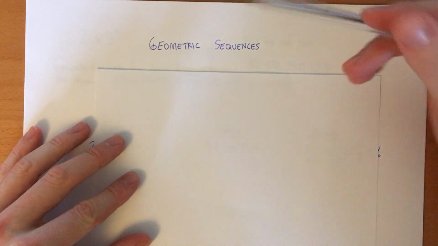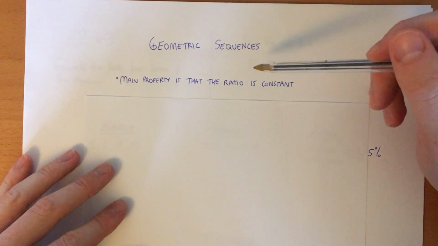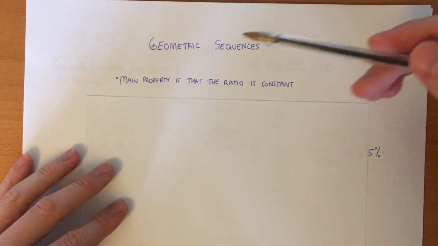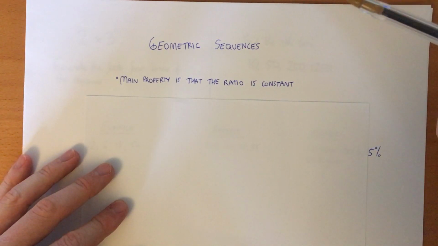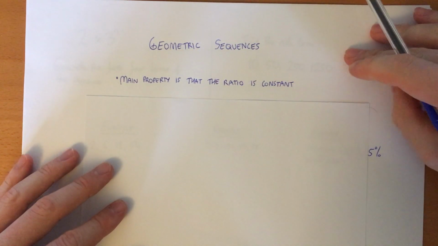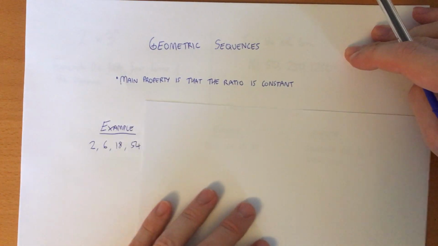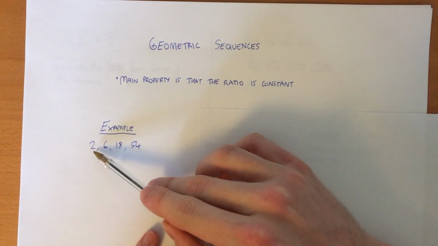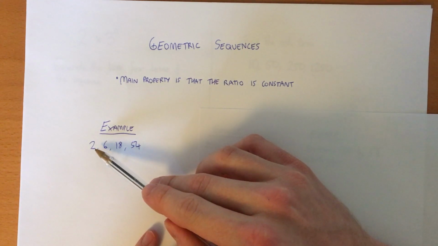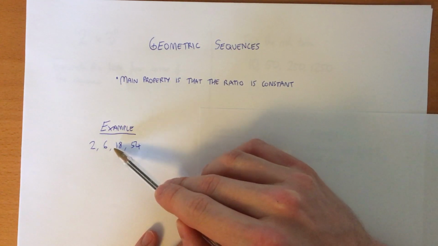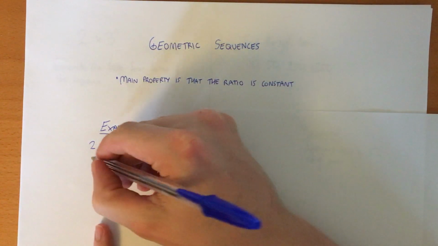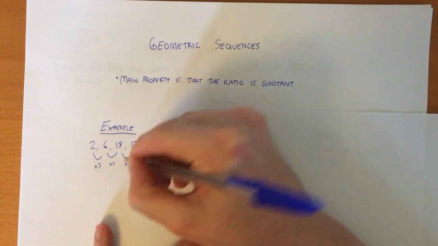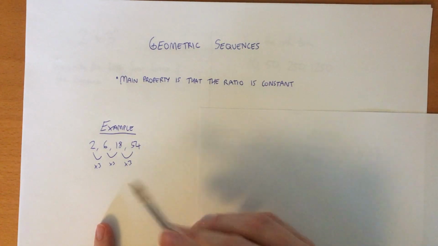Geometric sequences. Okay, the main property is that the ratio is consistent. What I mean by that is that the number we're multiplying by each time is consistent. So the main property is the ratio is consistent. If we look here, the ratio between 2 and 6, so basically what number we multiply by each time, is going to be the same as it is from 6 to 18, 18 to 54. So you can see here, you multiply by 3, multiply by 3, multiply by 3. So therefore 3 is the common ratio in that situation.